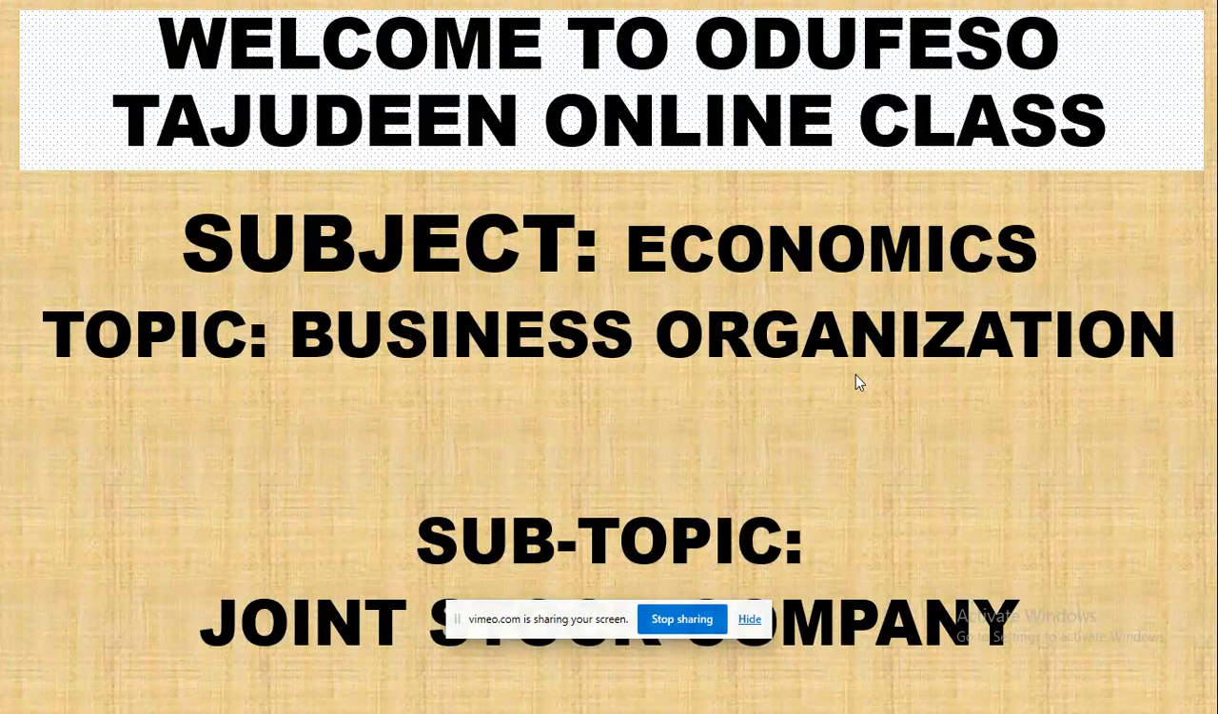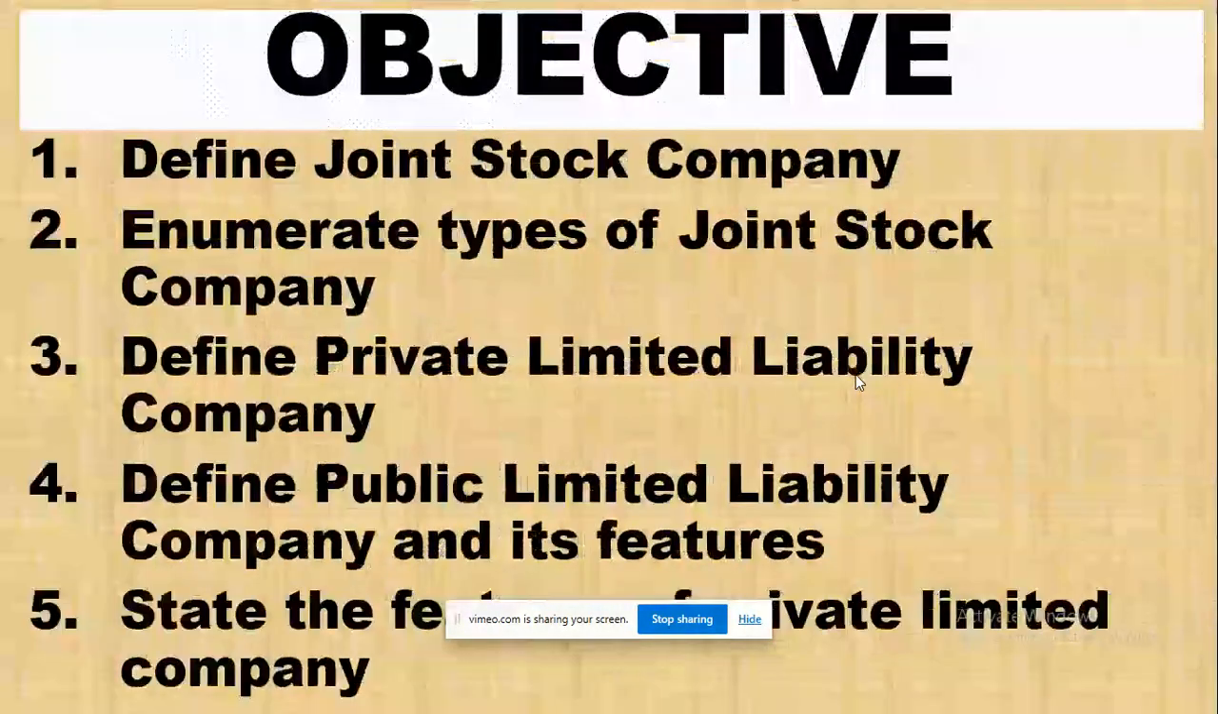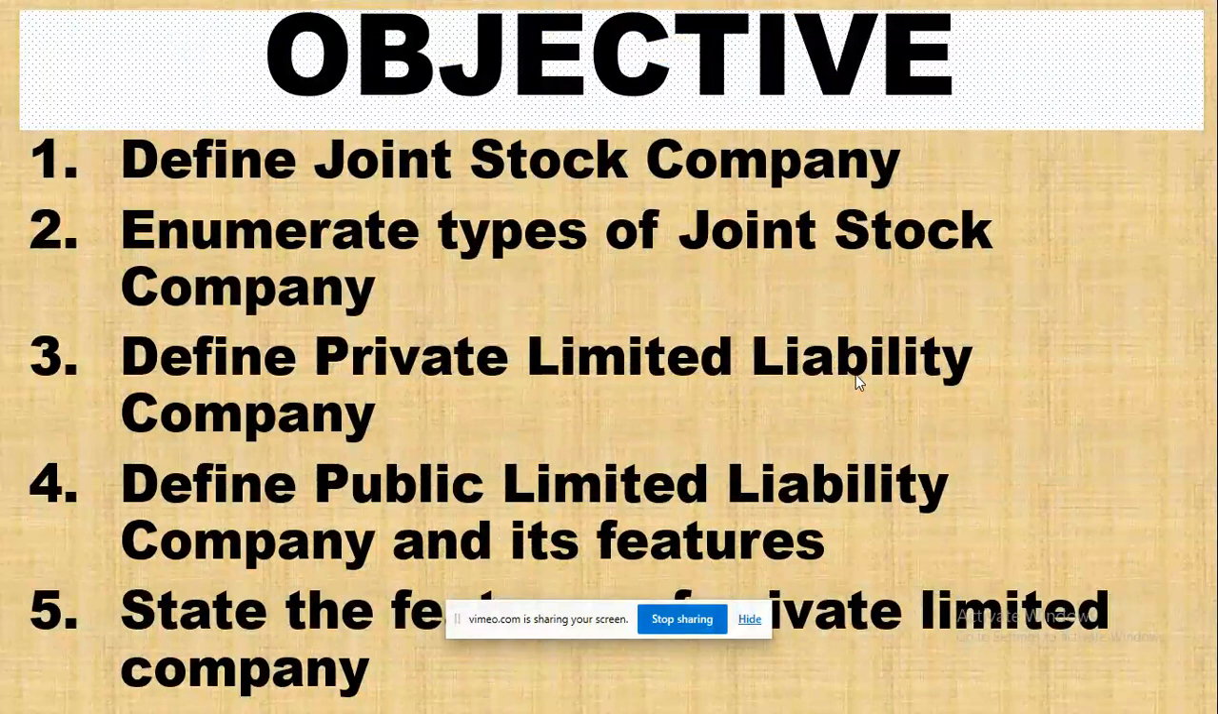Now, let's continue. We are still under business organization. Remember that we have discussed some types of business organization: sole proprietorship, partnership, and this is another type of business organization, which is joint stock company. At the end of this class, students, you should be able to define joint stock companies.